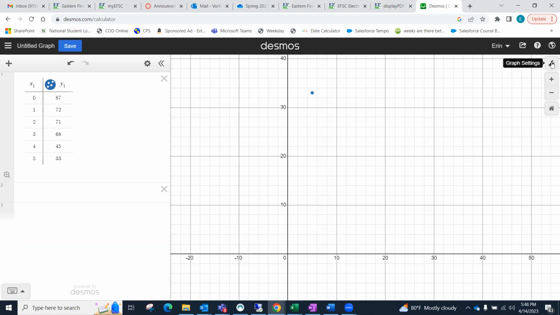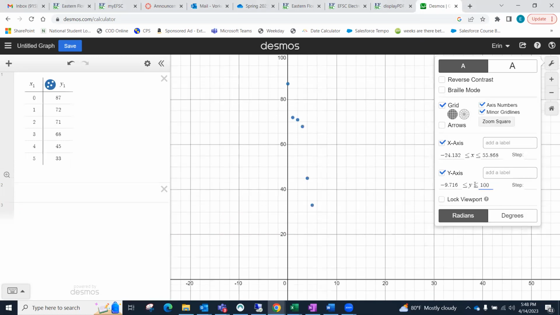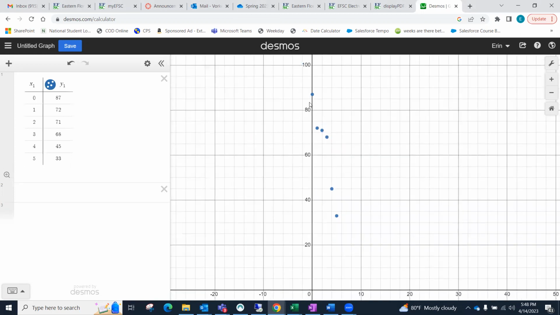Now, if you go over to your graph, you can use the plus and minus buttons to zoom in and out, or you can go to graph settings and actually change your x-axis and your y-axis. So I know my largest value on my y is 87. So I'm just going to put that up to 100. And then you can see the data graphed on your graph.